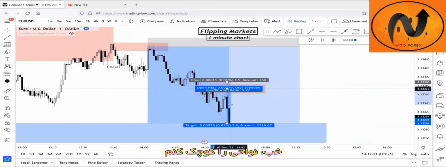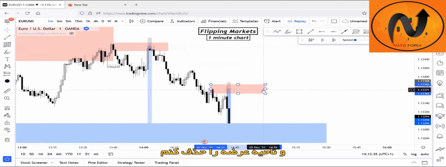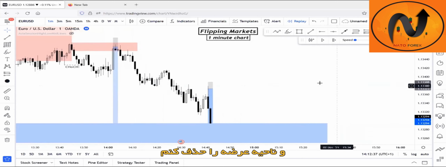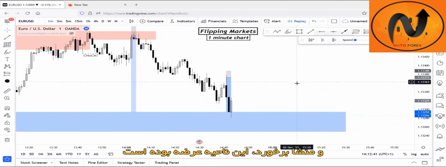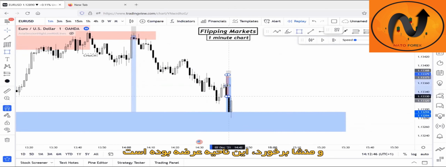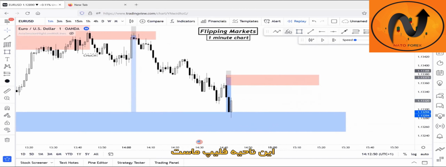Okay, let's just close these zones and remove the supply zone. Actually, price stepped into this 5-minute demand zone, and the tap of the zone was caused by this supply zone. So we have this supply zone. This is our flip zone.